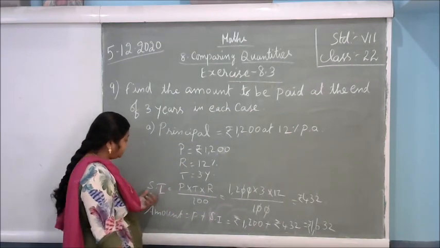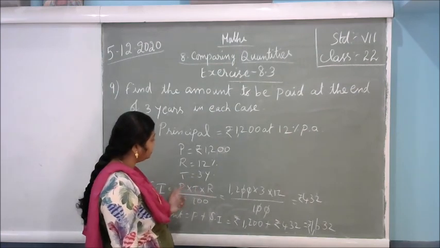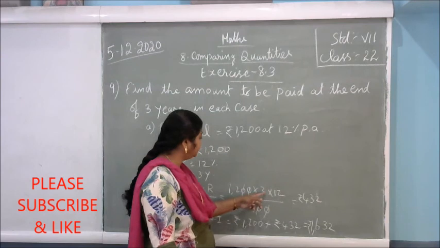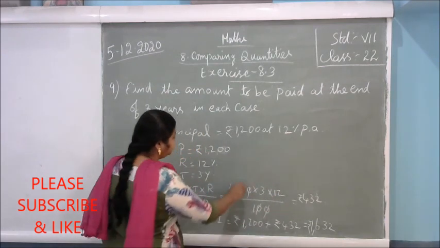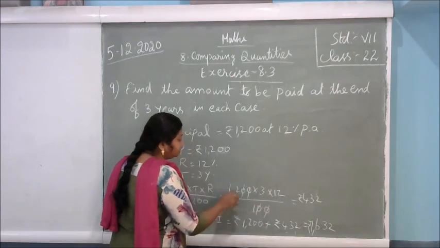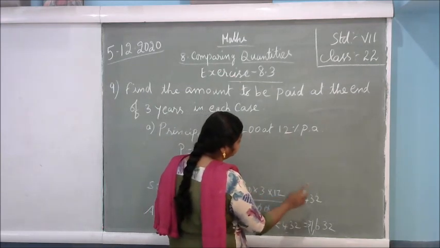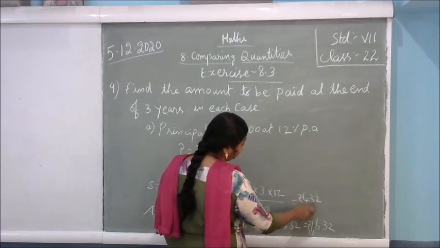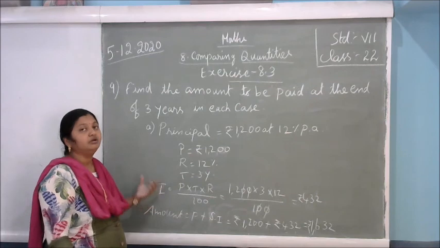Simple interest is equal to P into T into R divided by 100. P is 1,200 into 3 into 12, divided by 100. These two zeros will go. So 12 into 3 into 12, you will get rupees 432. 432 is your simple interest. That is not the answer.